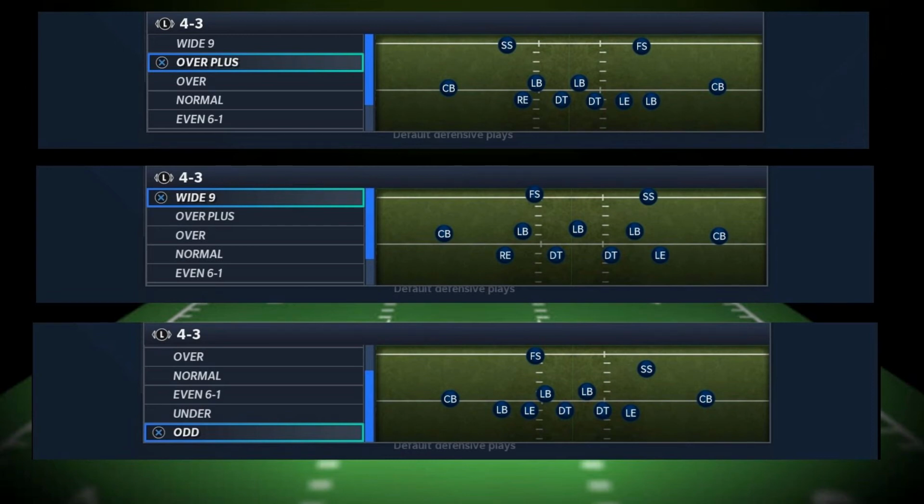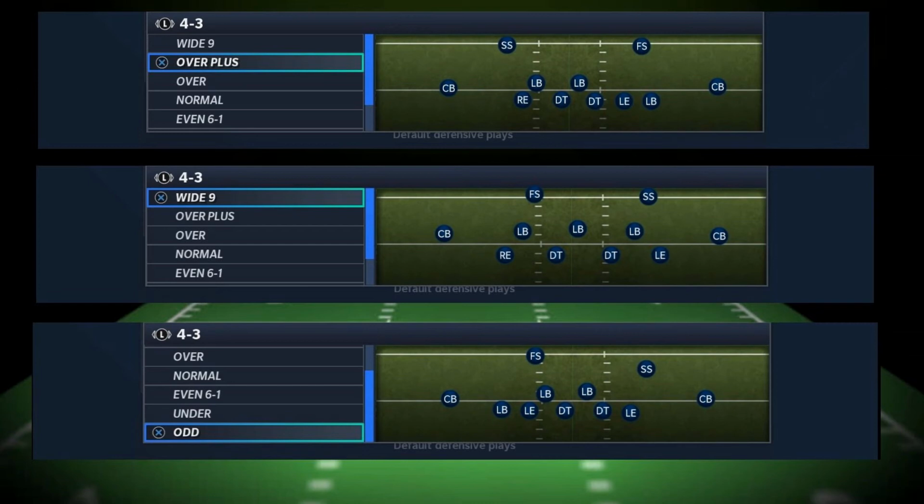Running to the left, it could be a little bit easier, but you also have the strong safety over there to the left-hand side. Also, doing a dive run can stop. 4-3 over plus can stop a dive run. It can stop the running to the right. It can stop running to the left.